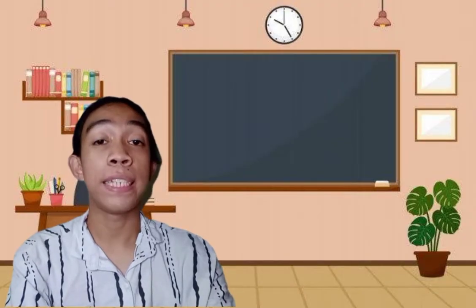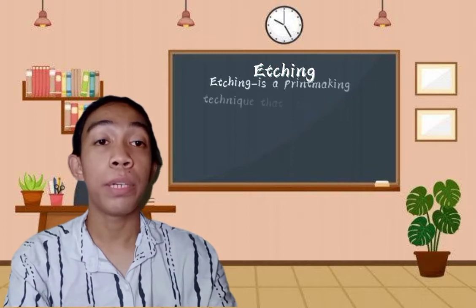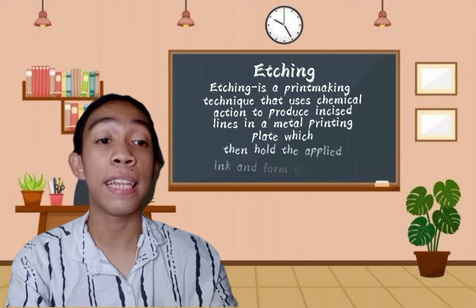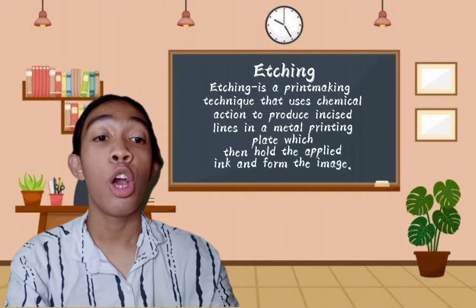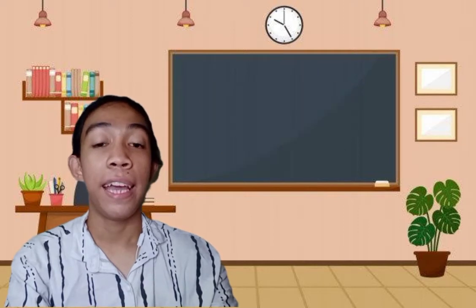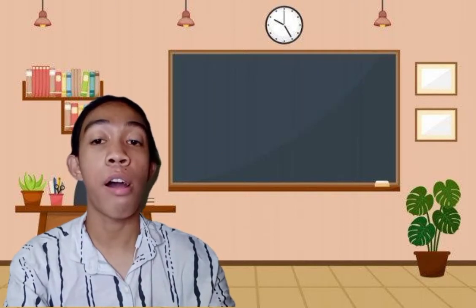The next one is etching. Etching is a printmaking technique that uses chemical action to produce incised lines in a metal printing plate which then hold the applied ink and form the image. And here are some examples of etching.